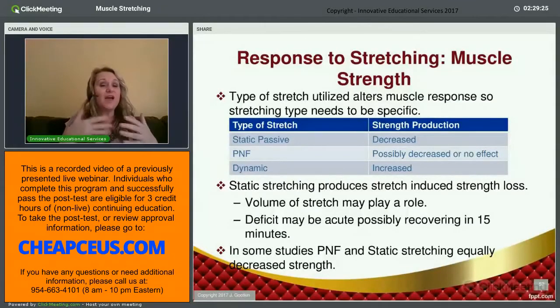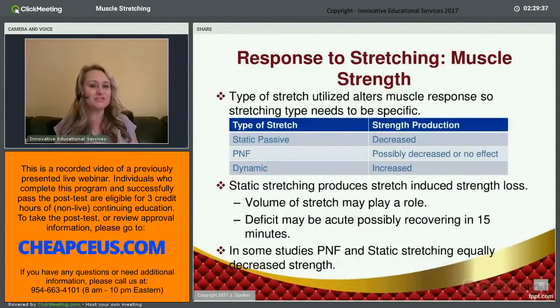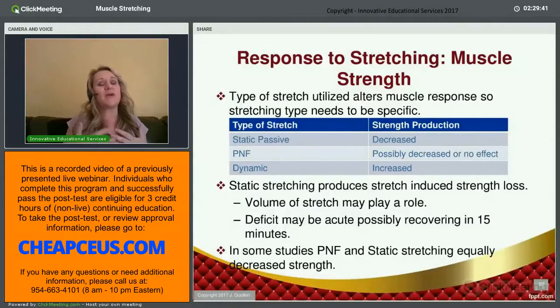And what the research has found is that about 15 minutes following static stretching, those muscles have a decreased ability to generate their force. This means if you ask that muscle to contract immediately after a static stretch, it's going to have less power and less ability to be effective in generating its force. This is important to note in the sequencing of your sessions.